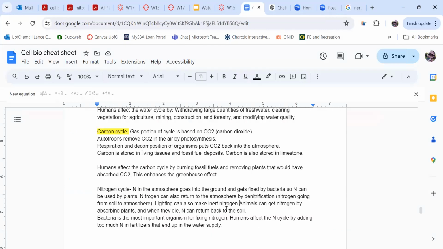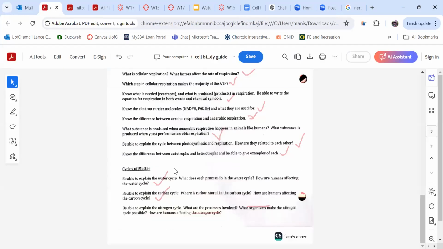Lightning can also make inert nitrogen available for use in plants. Animals can get nitrogen by absorbing plants, and when they die, nitrogen returns back to the soil. Cool. We checked off all the boxes. Yes. Boom, boom. We're done.